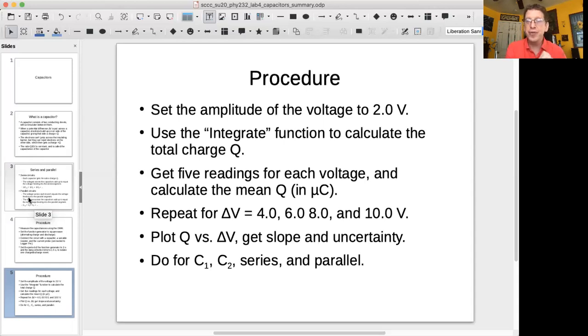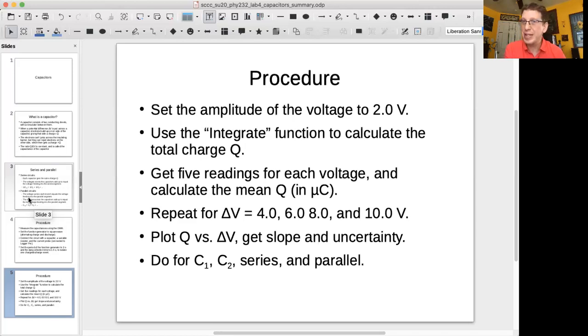So you're going to go to 2 volts, 4 volts, 6 volts, 8 volts, and 10 volts. And so once you've done that, you plot Q versus V. And again, for each voltage reading, you're going to take 5 measurements of the charge. So you get your slope and you get your uncertainty of the slope, and see how well that compares to the measurement you get from your digital multimeter.